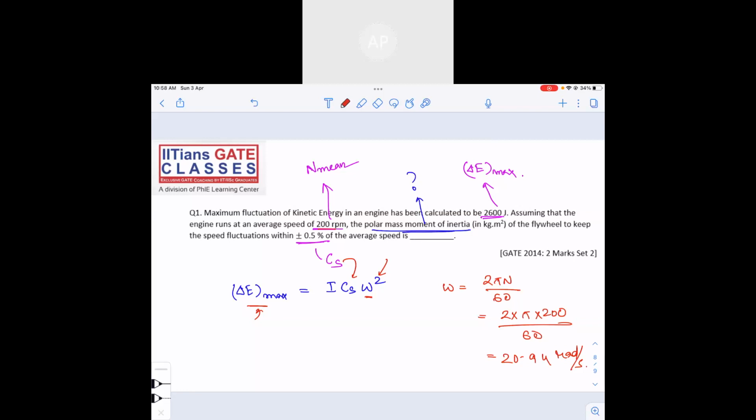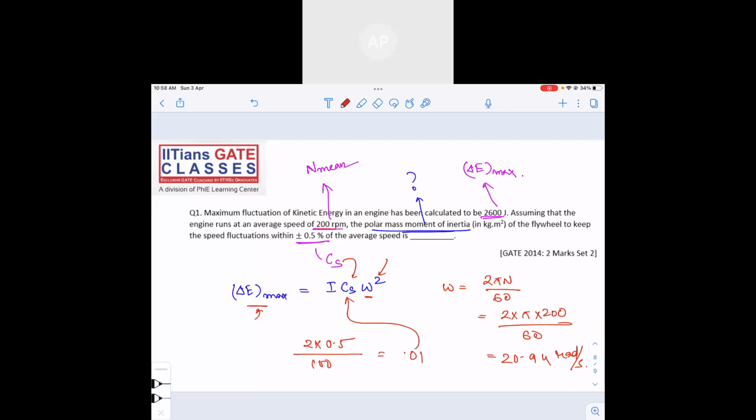So plus minus 5% means minus 5 to plus 5. So what can I write? 2 times 0.5, plus minus 0.5% means minus 0.5 to plus 0.5, so the total is 0 to 1. Divided by 100 because of the percent. So it is going to become 1 divided by 100, that is 0.01. So this is the value of Cs.